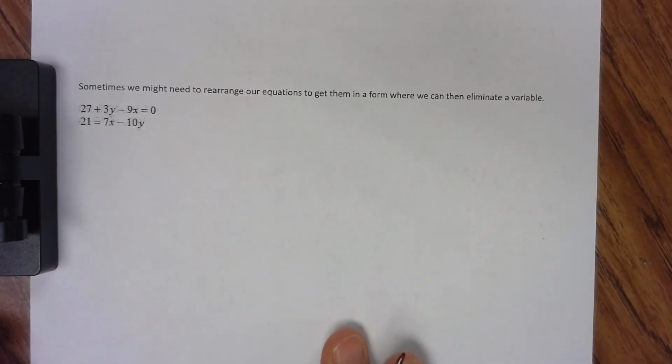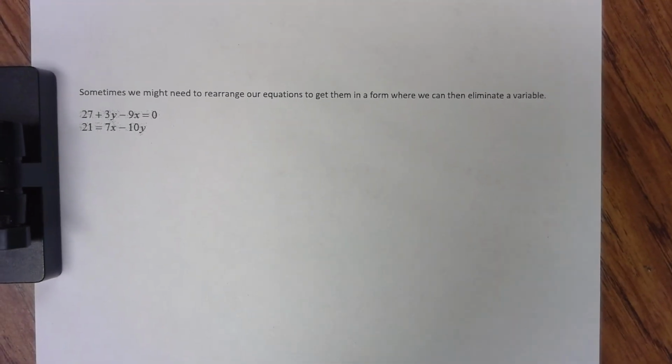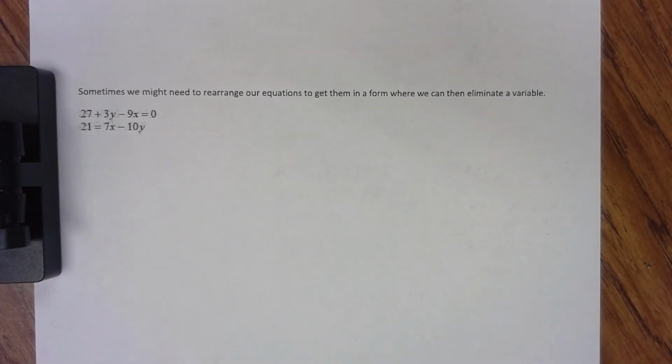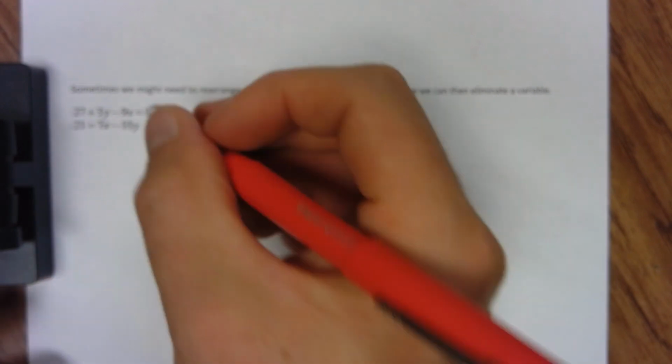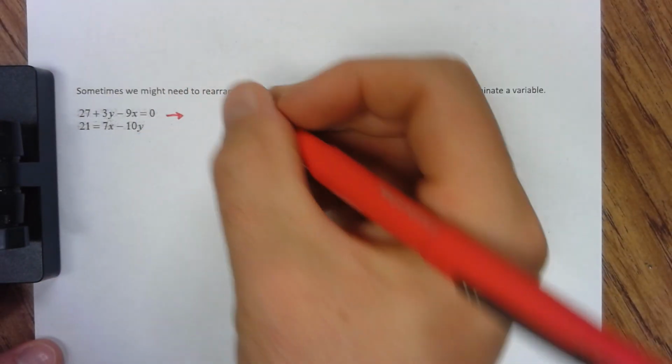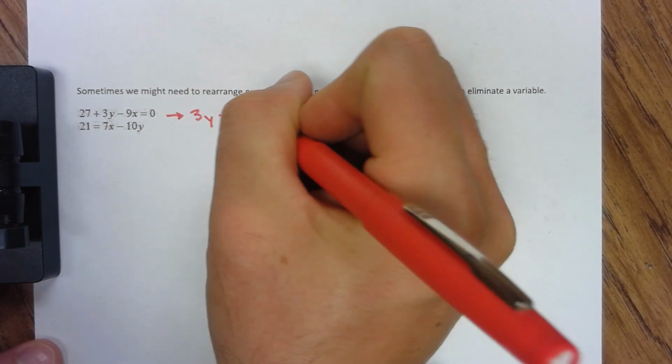Down here, we don't have that, right? I have 21 on one side of the equal sign. The other equation just has 0. And so we need to rearrange our terms so we have x's and y's stacked on top of each other. To me, the quickest way to do this would be to subtract 27 from the top equation, giving me 3y minus 9x equals negative 27.